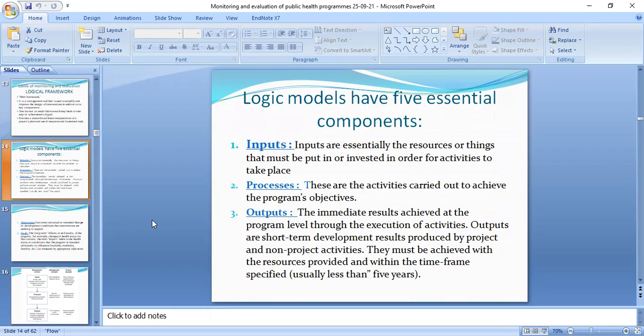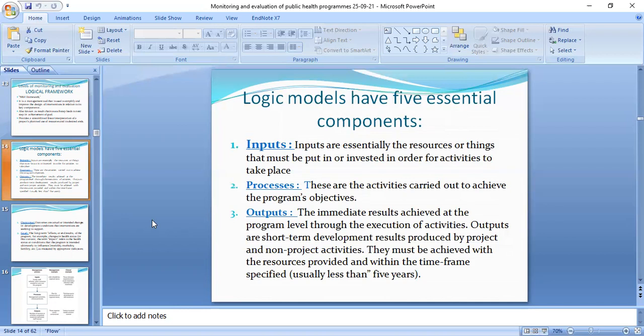These levels are discussed one by one. First one is the input. Inputs are essentially the resources that must be put in or invested in order for activities to take place. The next level is processes. These are the activities carried out to achieve the program objectives.